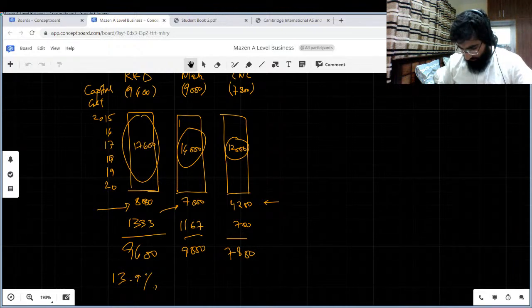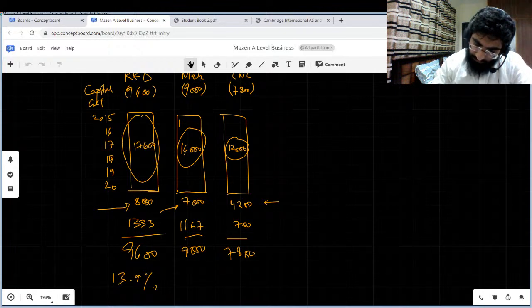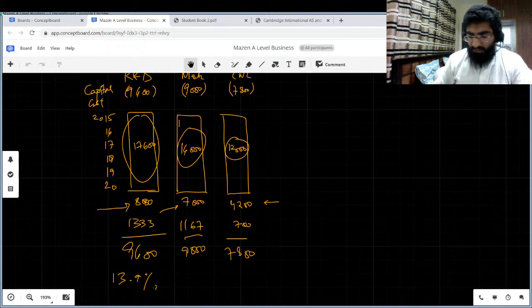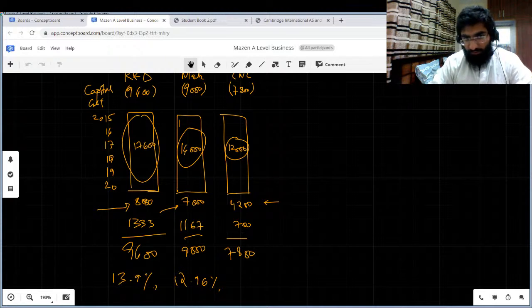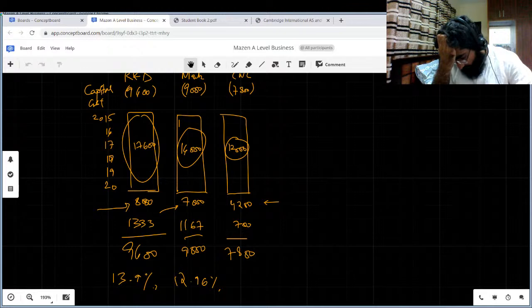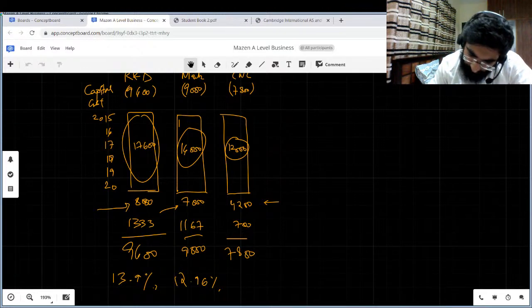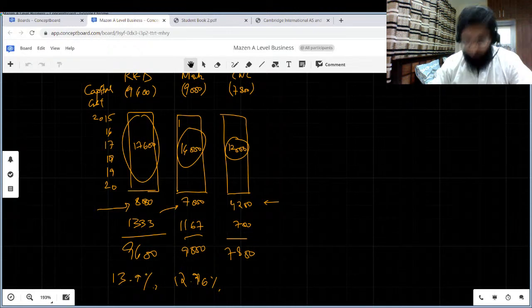Okay, what if you don't put the percent? Do you also lose a mark? You might. 12.96%. Either leave it in decimal form like 0.139, but if you write 13.9, then you have to show percent. 12.96%. And then the last one, 700 divided by 7800, you get 8.97%.